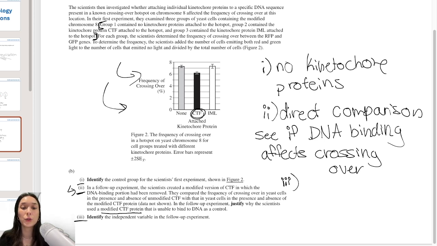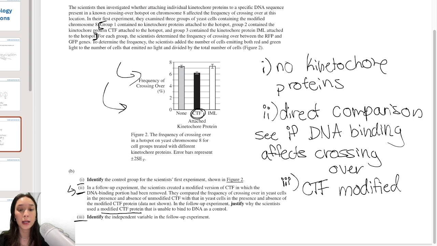Your independent variable is always your x-axis, so the thing that you're changing. So your independent variable is whether or not the CTF is modified. You can say this in a couple different ways. If the CTF is modified, you can say, if the CTF has the DNA binding portion or not, anything like that, but that's what would be on your x-axis for this one. Your y-axis, your dependent variable, is your frequency of crossing over. Okay, so that is going to be B.